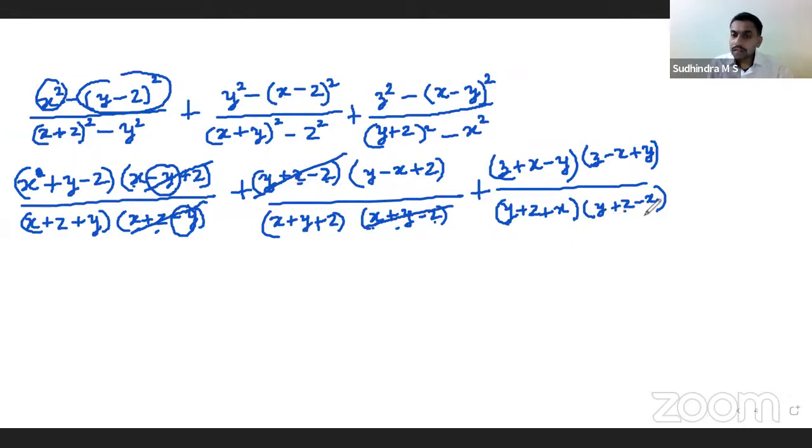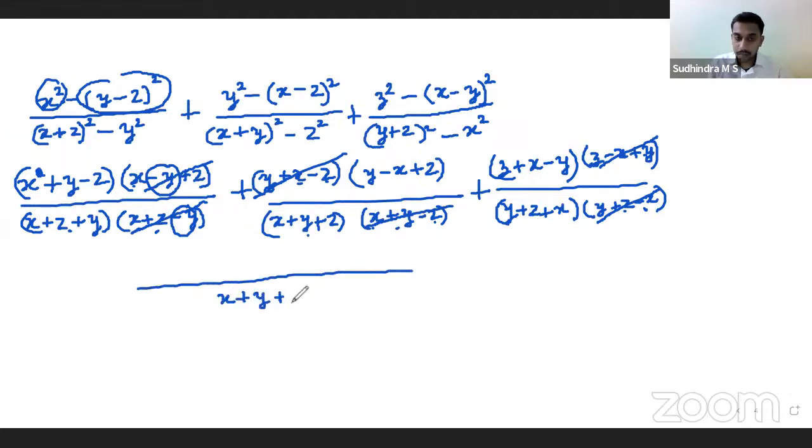Same way, y plus z minus x, y plus z minus x can be cancelled. Now we are left with x plus y plus z, x plus y plus z, x plus y plus z in the denominator. So I can easily take LCM.